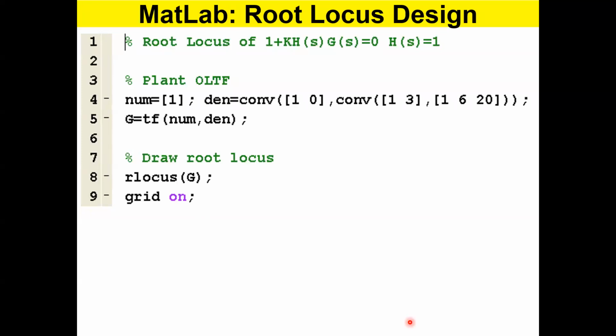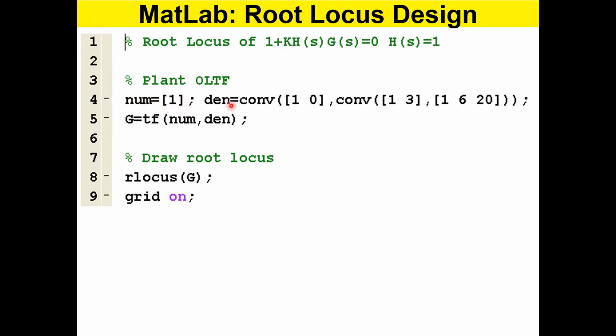For this particular example, it is only some 5-6 lines, as you can see over here. You first introduce your plant, the open loop plant. How do you do that? The open loop plant is 1 over s times s plus 3 times s square plus whatever, the second order term. So this is how you write it in Matlab.